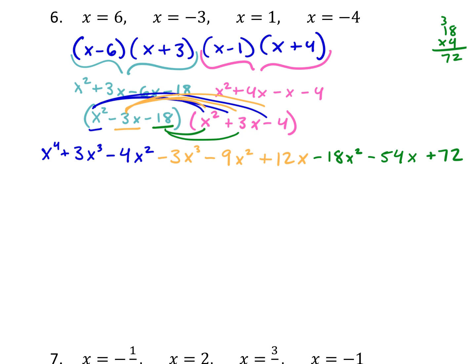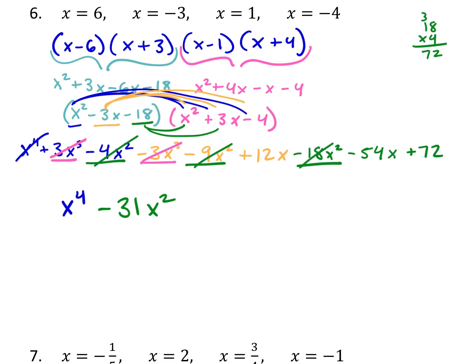What should we do next? Combine like terms. We start with x to the 4th power. Then we combine our x to the 3rd powers. So what's 3x to the 3rd power minus 3x to the 3rd power? They cancel, so they go away. Now we have -4x squared minus 9x squared would be -13x squared minus 18x squared. What's -13 minus 18? -31x squared.